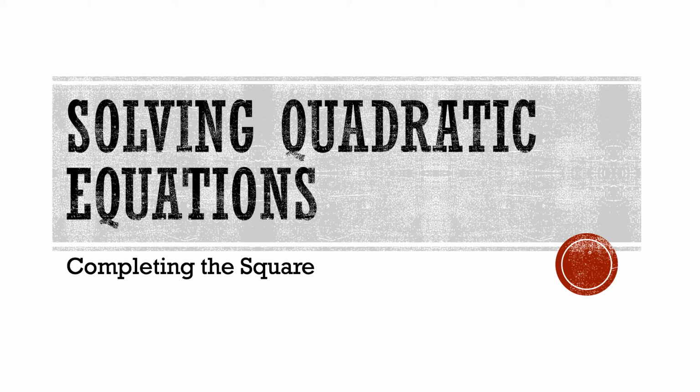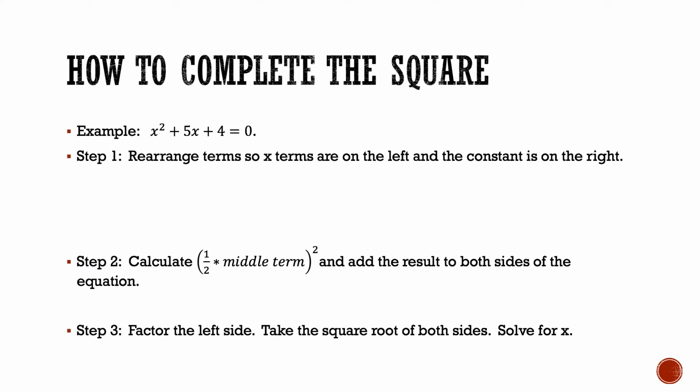We're going to continue looking at different ways to solve quadratic equations. In this presentation, we're going to discuss how to solve a quadratic equation by completing the square. So we're going to begin with an example, and I chose a very simple example just so that we can walk through the steps of how to complete the square. So our example is x squared plus 5x plus 4 is equal to 0.